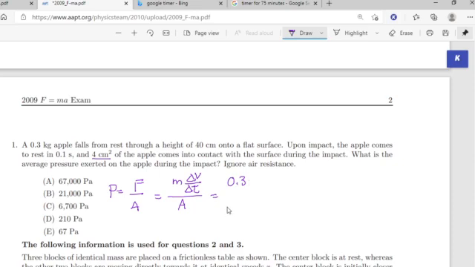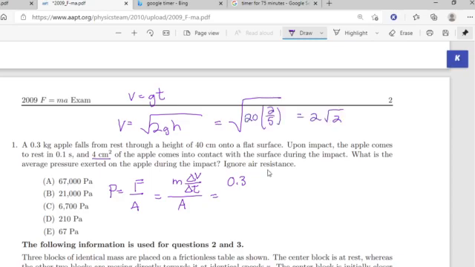So 0.3 kilograms, it falls from rest. And then we know that v should be gt since it falls from rest. And actually, it gives us a height. It doesn't give us the time it takes to fall. So we would use another equation, v equals root 2gh, which is just root 20 times h, which it said is 40 centimeters, which is 0.4 meters. So we have root 20 times 2/5, which is just 2 root 2. So we have 0.3 times 2 root 2, and then it comes to rest in 0.1 seconds. So this is over 0.1.